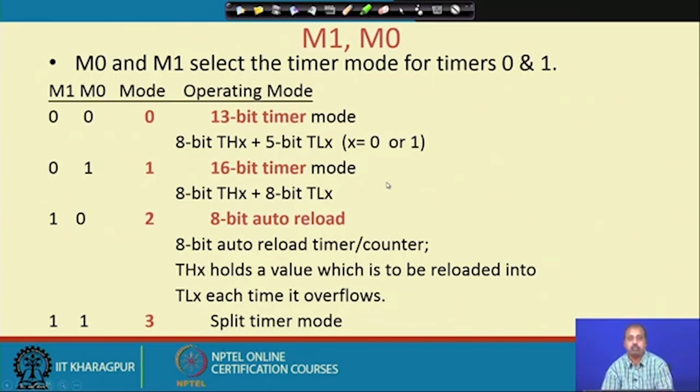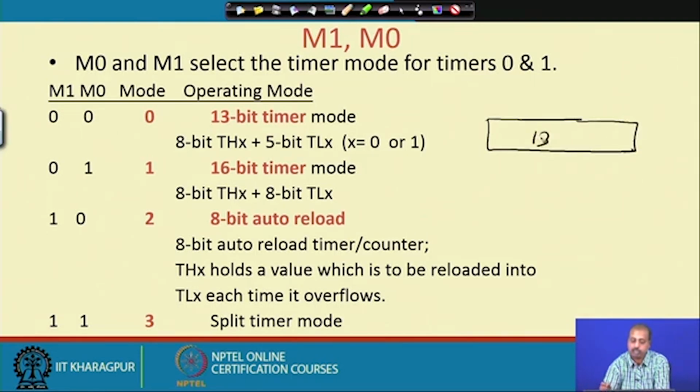So, these are the modes of the timer operation. We can have 4 different modes of operation with the timers: mode 0, mode 1, mode 2 and mode 3. Mode 0 is a 13 bit timer mode. The 8 bits will be stored in the THX register and 5 bits in the TLX register, where x is 0 or 1. For timer 0, x equal to 0. So the time value that we have is 13 bit, but I am using this TH-TL pair for holding the value.